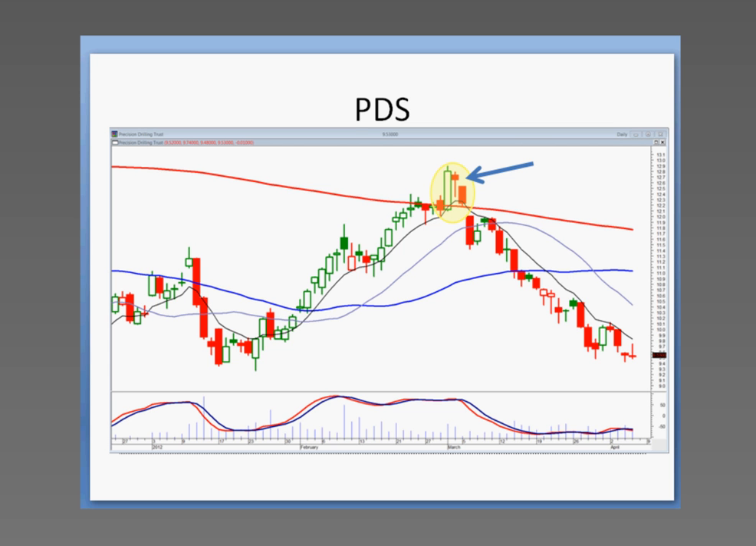Carl, the gap strategy works with any stocks. Remember, it's not the stock that you're buying. It's the investor sentiment that is moving that stock price.